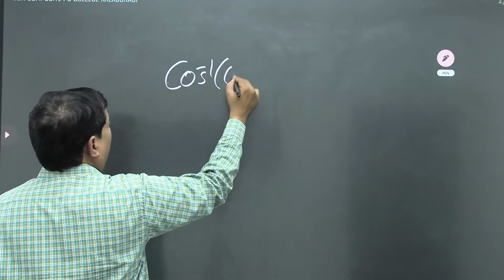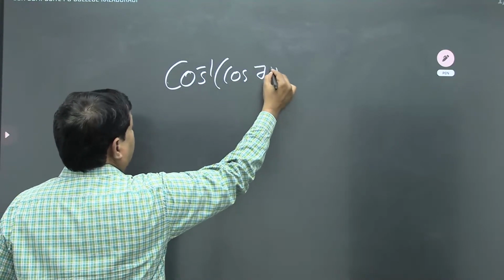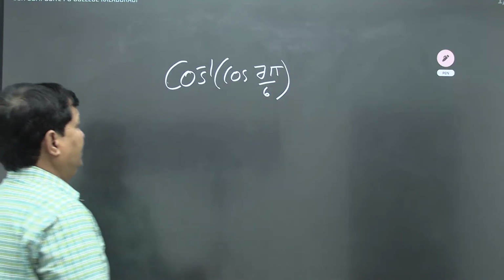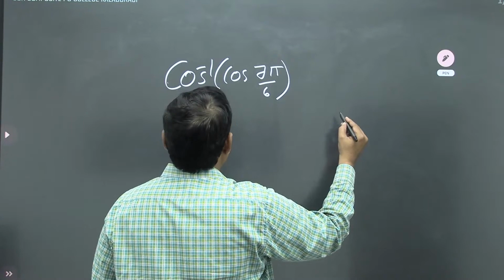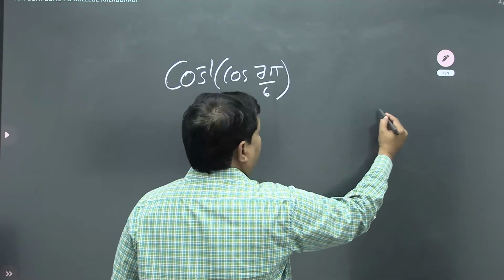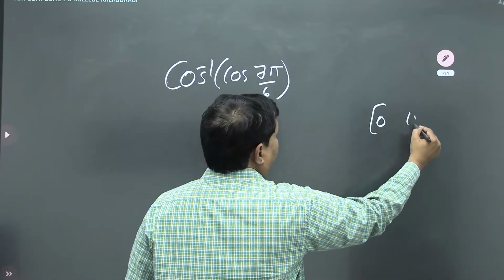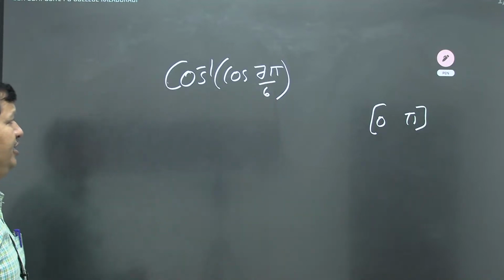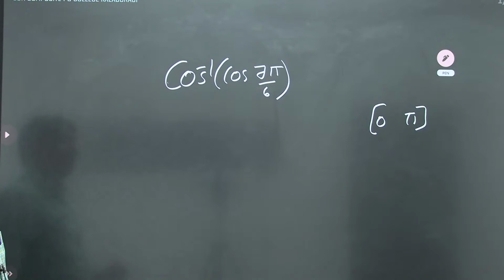Cos inverse of cos 7 pi by 6. Already you know that the cos inverse value lies between 0 to pi. The range of cos inverse should be 0 to pi. 7 pi by 6 means again it is 210 degrees, which is more than 180 degrees. Therefore, you cannot write 7 pi by 6 directly.